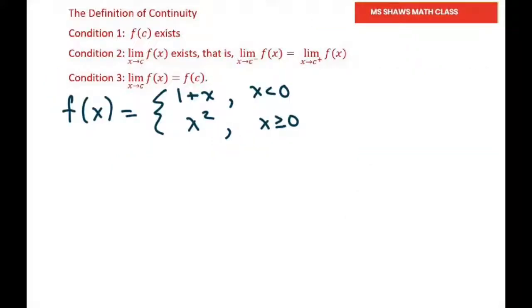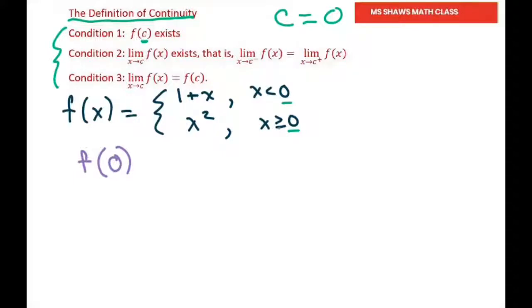All right, so the definition of continuity is right here. We have to meet all three conditions in this order, and in our case, our c is 0, because that is where the functions are changing. The first thing we have to do is see if we have an f of c. So do we have an f of 0? You plug the 0 into this lower portion. We have 0 squared, that equals 0. So we do have an f of c, so condition 1 is satisfied.